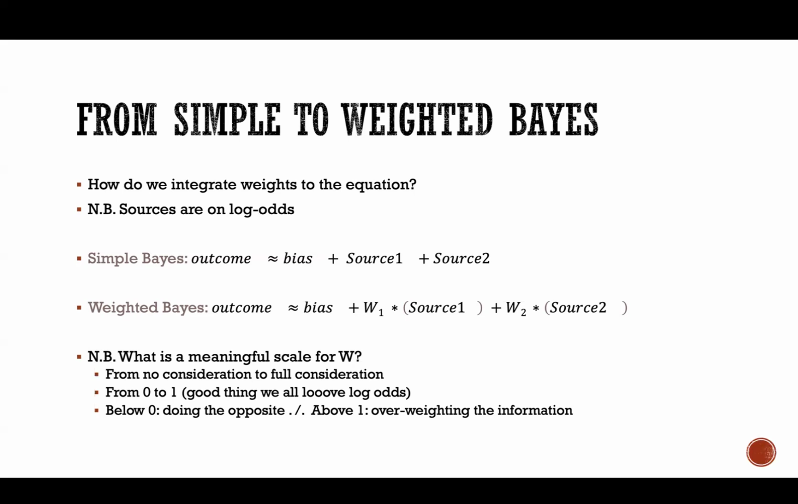Technically, we could also include values that go below 0. For instance, if Josh tells me something, then I'll take the opposite stance. That would be a negative weight. Or above 1, which is overweighting the information. So if I really trust Victoria's gut feeling and she says, maybe we should go for B, then I'm just going to say, yes, B. I really believe that we should go B.